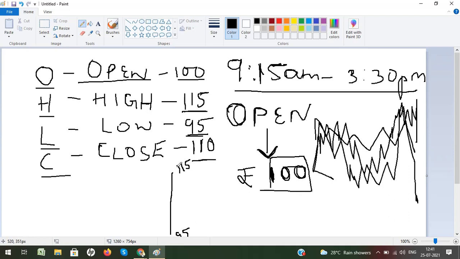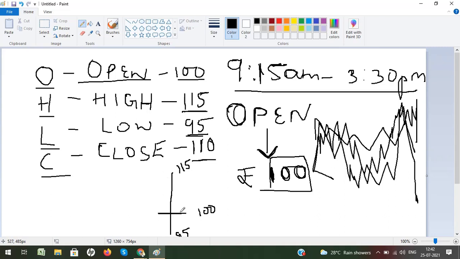Once I mark my high and the low point, now I can mark my open and the close price. Now what is the opening price? Opening price is 100. As I said, the scale is in ascending order. So if 95 is here, 96 could be here, 97 could be here, 98 could be here, and here it can be 100 rupees. So this is your opening price. Now what is the closing price? Closing price is 110.